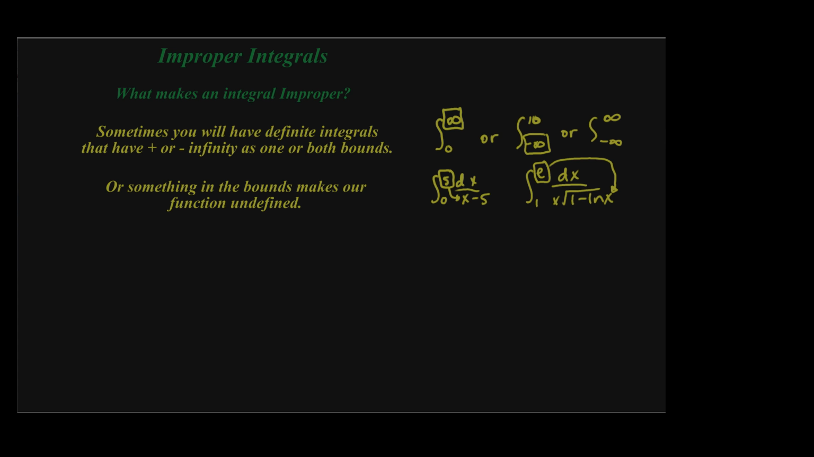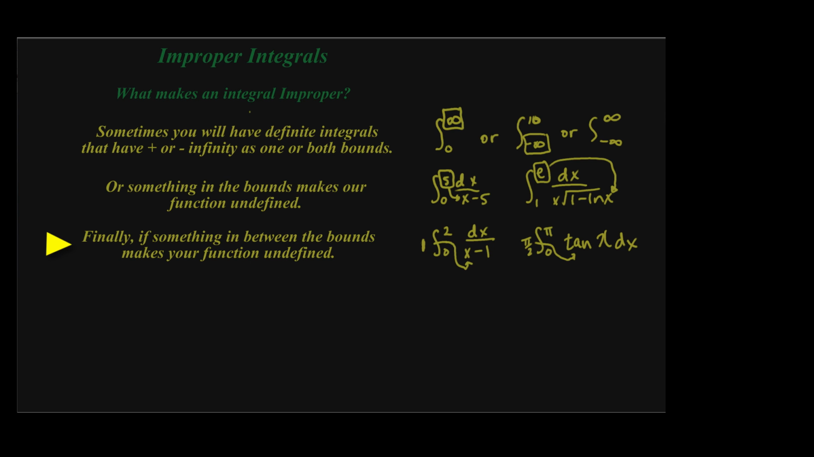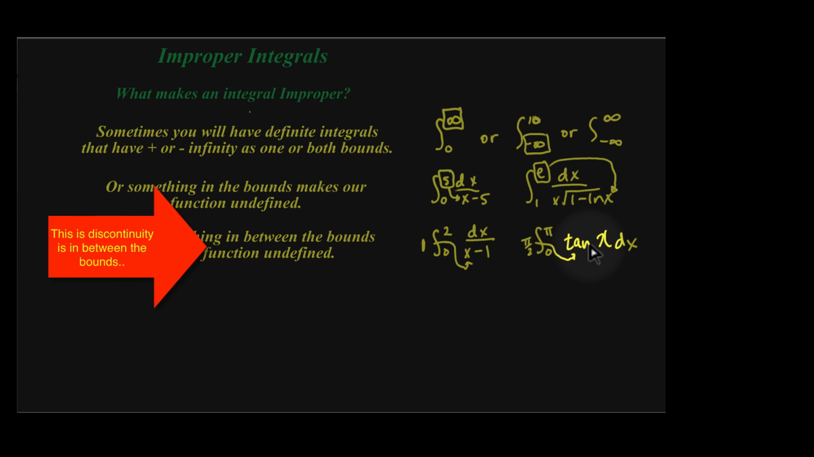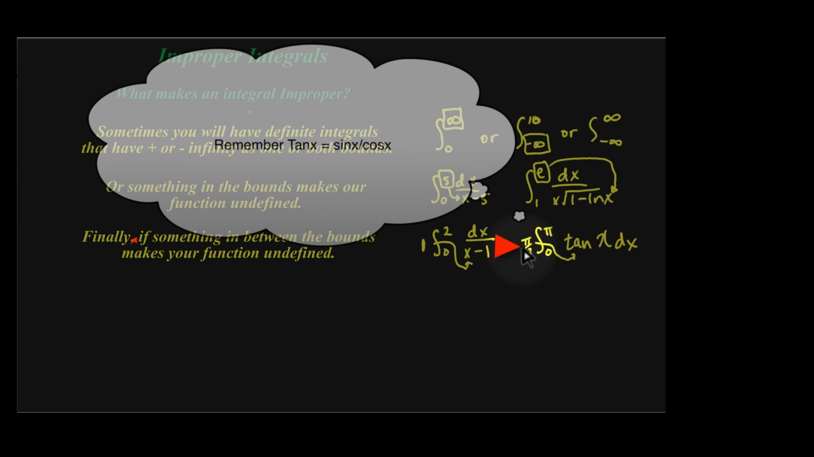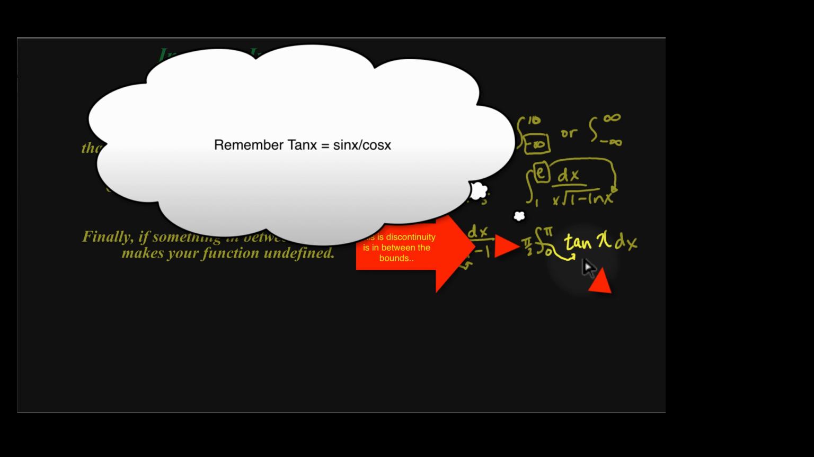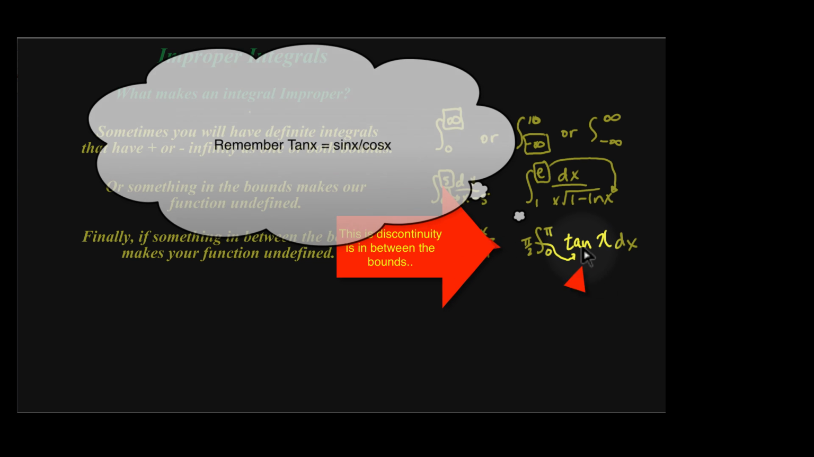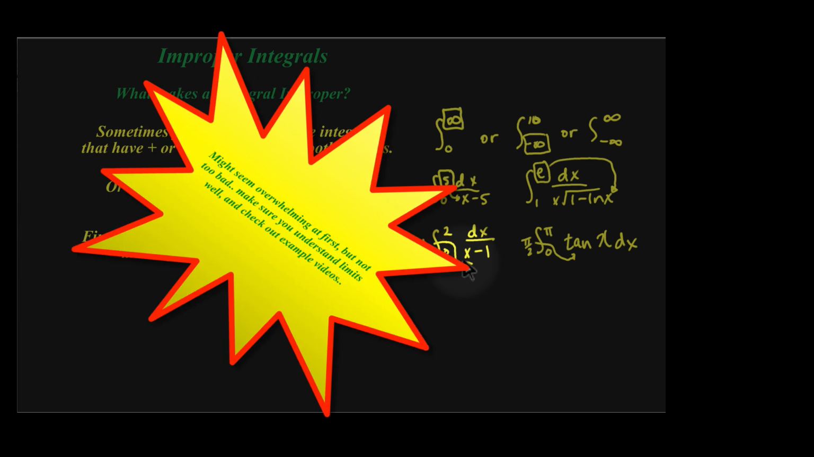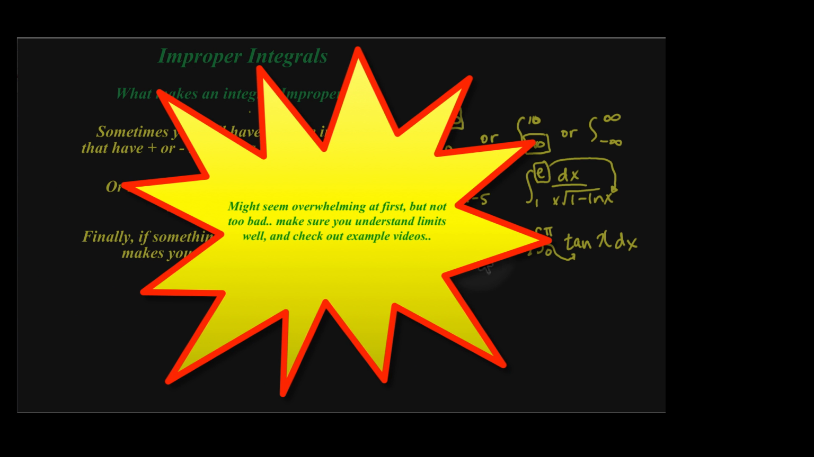The final type of improper integral is an implied discontinuity. Basically, something in between the bounds of your integral make your function undefined. So that would be something like this. You should see that 1 plugged into here makes this undefined, and 1 is in between these two. Pi halves, tangent is sine over cosine. Cosine of pi halves is 0. So that would make that an improper integral. And these you're going to have to separate into two integrals and do one-sided limits.